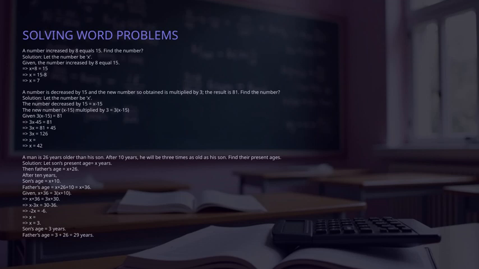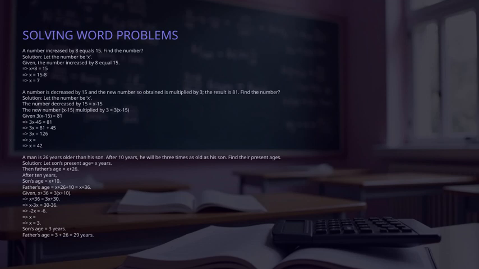Finally, there's a story problem about a man and his son's ages. The man is 26 years older than his son. We need to find their current ages, knowing that in 10 years, the man will be 3 times as old as his son. To set this up, I'll let the son's current age be x. That means the father's current age is x plus 26. In 10 years, the son will be x plus 10, and the father will be x plus 36. The key is that at that time, the father's age will be 3 times the son's age.